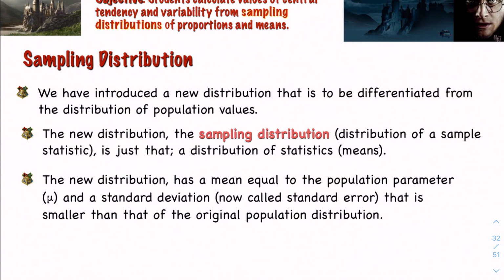So we have introduced a new distribution that is to be differentiated from the distribution of population values. The new distribution, this sampling distribution, the distribution of a sample statistic, is just that, a distribution of statistics or means. Instead of showing actual data values, we are showing the means as our points. So the new distribution has a mean equal to the population parameter, which we call mu, and a standard deviation, which we now call the standard error, that is smaller than that of the original population distribution. And it has to be.